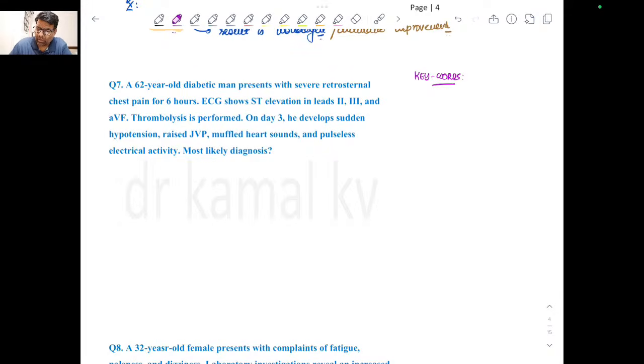What is written here? Severe retrosternal chest pain. The moment you have retro, it means behind, right? Retro means behind. Now the moment you have any adult presenting with chest pain, the very first thing which comes to our mind is obviously myocardial infarction. Okay, that's the first thought which comes to our mind.